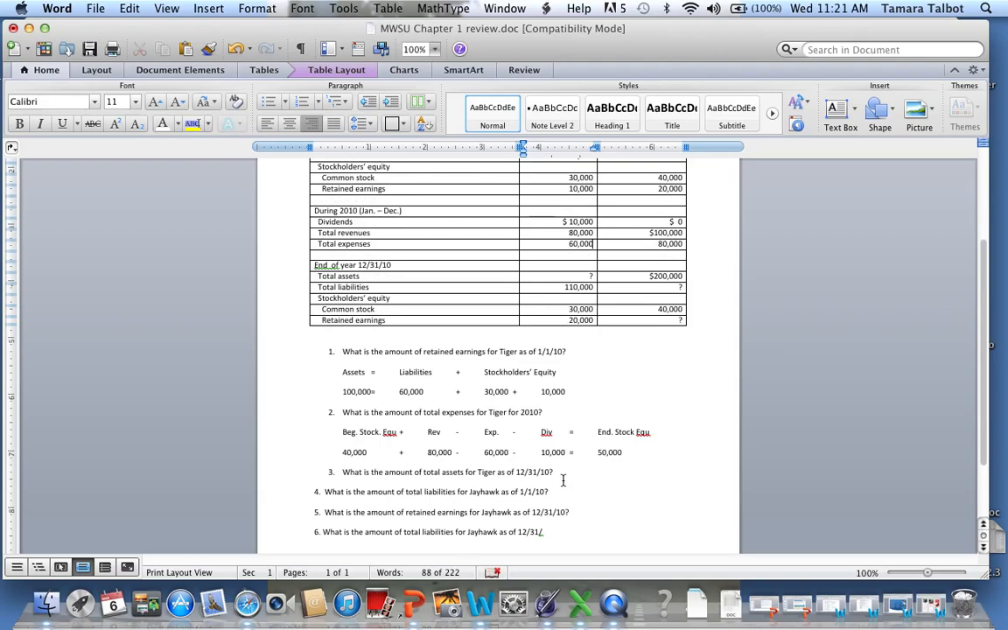And then our last one, it says what is the amount of total assets for Tiger as of 12/31/10? That would be our assets equal liabilities plus owner's equity. So we don't know our assets. Our liabilities were 110,000. Our stockholders' equity is 30,000. And 20,000. So when you add those three together, it's 160,000.